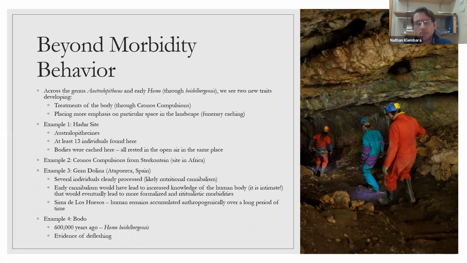So let's look at some examples of where these early treatments of the body and these funerary caching behaviors started to emerge. One is the Hadar site, and the Hadar site is where Lucy comes from, that we talked very briefly about in an earlier module.